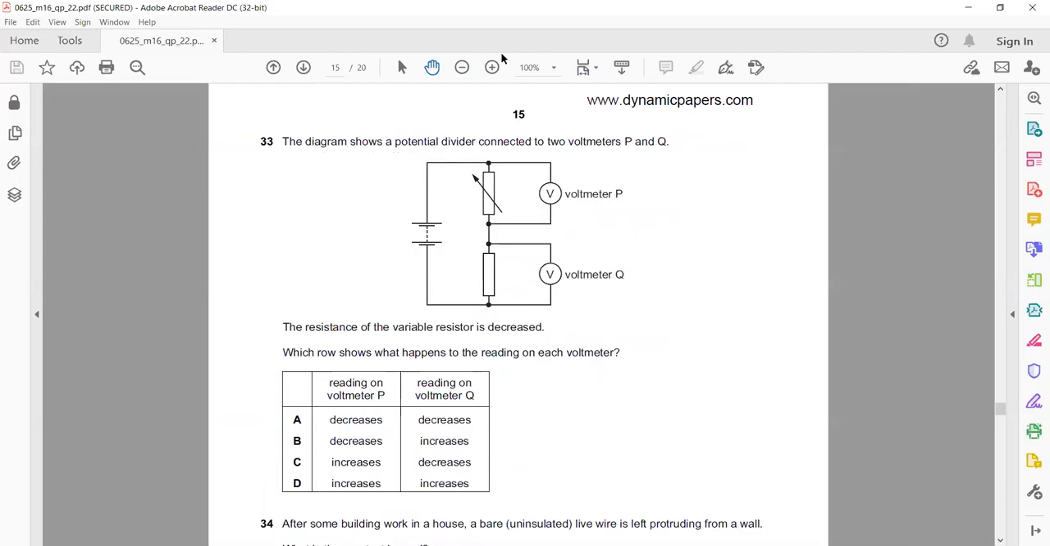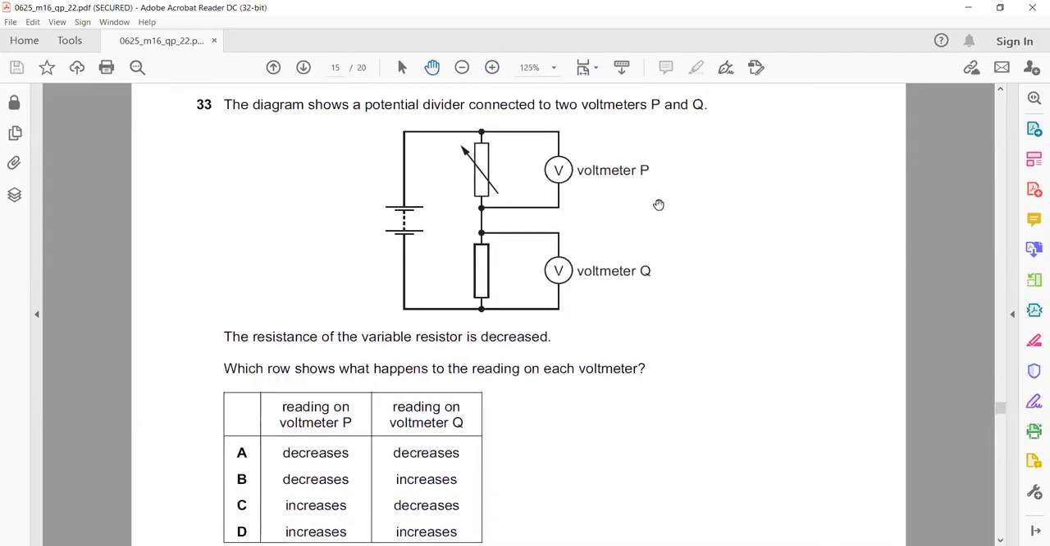The figure shows a potential divider circuit. The term potential divider circuit means the circuit will divide the voltage. The resistance of the variable resistor is decreased. Which row shows what happened to the reading in each meter? When two or more components are connected in series, if the voltage on one side decreases, the voltage on the other side will increase. What we did is reduce the resistance here. Because the total voltage will be the same, if one side's voltage is less, the other side's voltage will be higher.